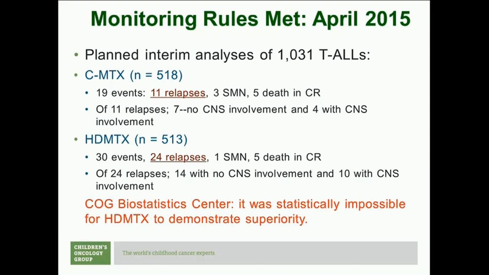In April 2015, our monitoring rules were met, and let me describe that a little bit. Every clinical trial actually has stopping rules. So they're monitored constantly by the statisticians, by the NCI. And if you reach a place where it's either unsafe or it is clear that one of the arms is clearly better than the other, the trial has to stop.